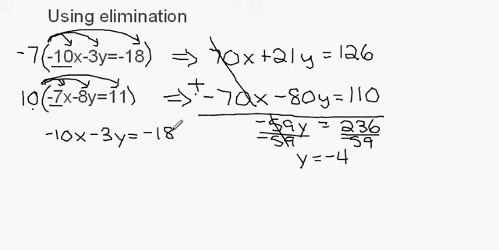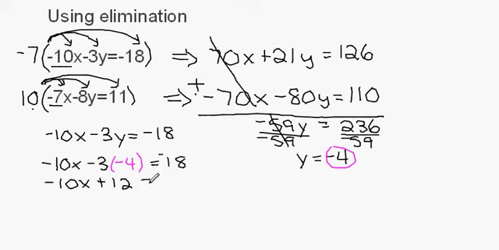Now we found what y was. So wherever you see a y, we're going to put a negative 4. We rewrite everything just how it is, but we're substituting in that negative 4 for y. Now, negative 3 times negative 4 is a positive 12. Drop down the negative 10x and drop down the equal negative 18.